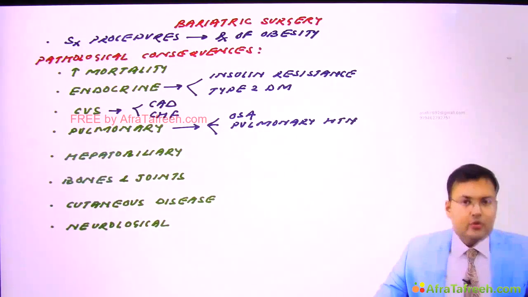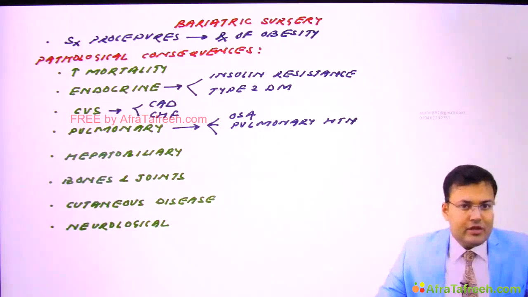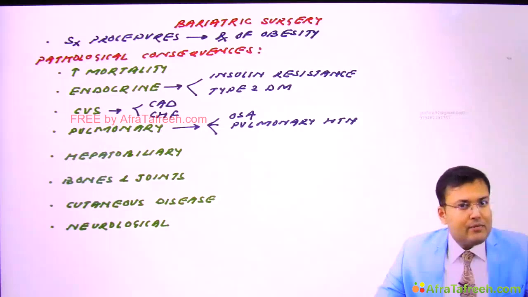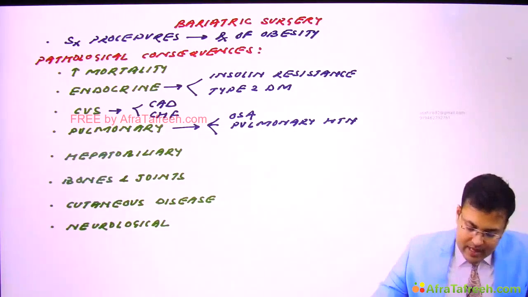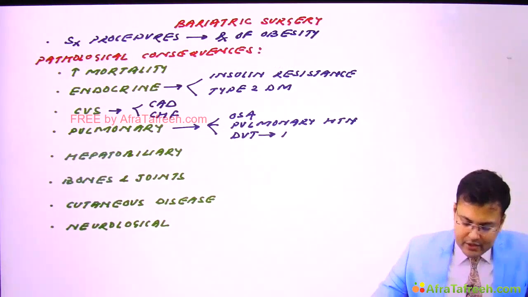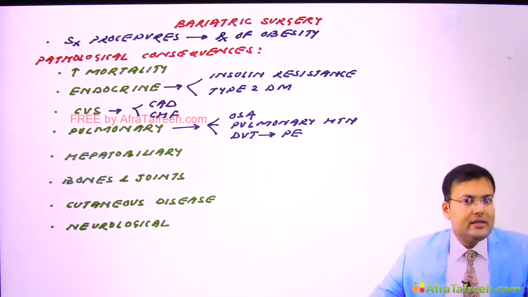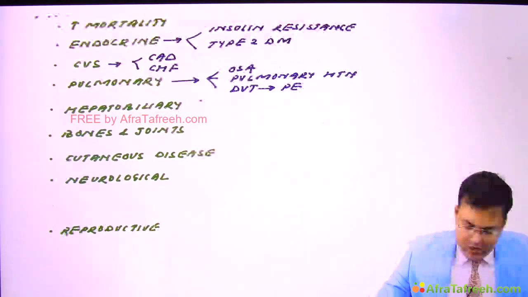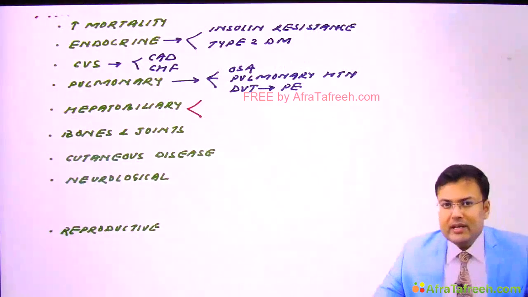Clear? Obesity is a risk factor for deep venous thrombosis, and because of deep venous thrombosis there is increased risk of pulmonary embolism. So there is increased risk of DVT, and because of that, increased risk of pulmonary embolism. What are the changes seen in the hepatobiliary system?